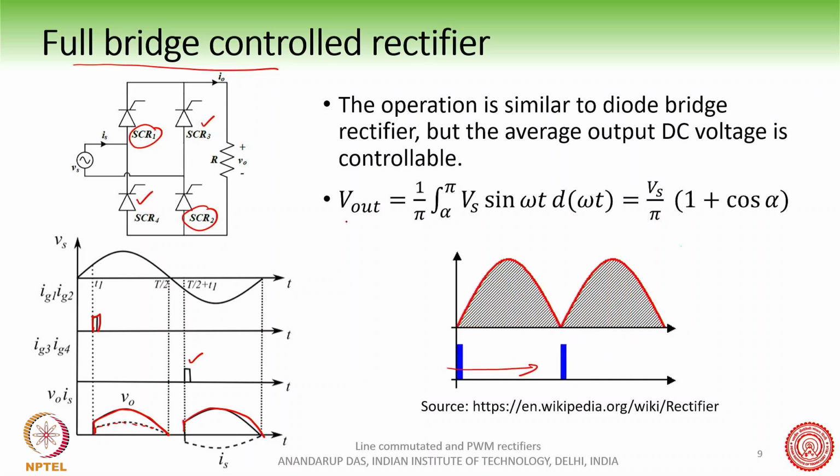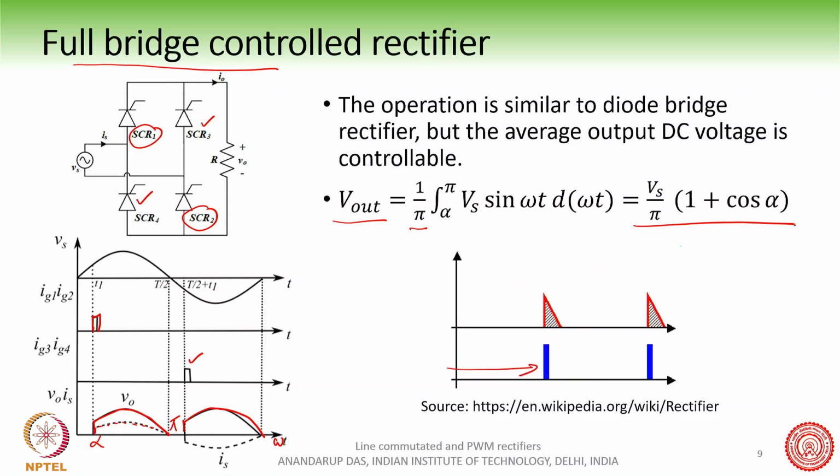So how much is the average output voltage? Again, you can integrate. This is the value pi, this is alpha. Of course, we have to use omega t here. So 1 by pi, alpha to pi, Vs sine theta d theta, right? And so we get this value of Vs by pi times 1 plus cos alpha. So again, by changing the value of alpha, you can vary the average output voltage.